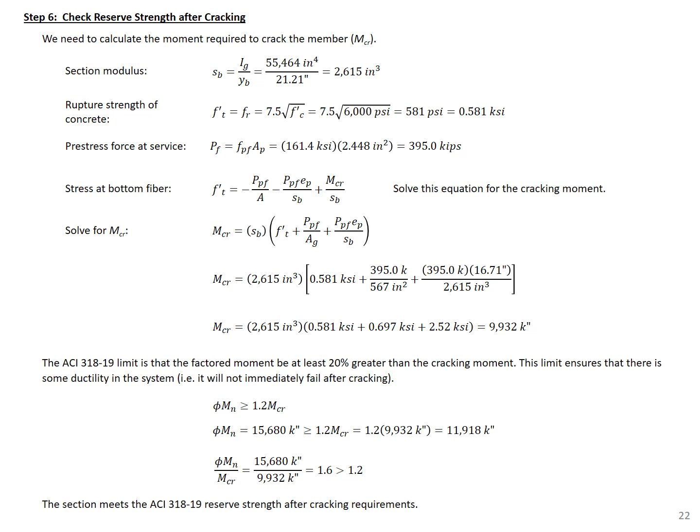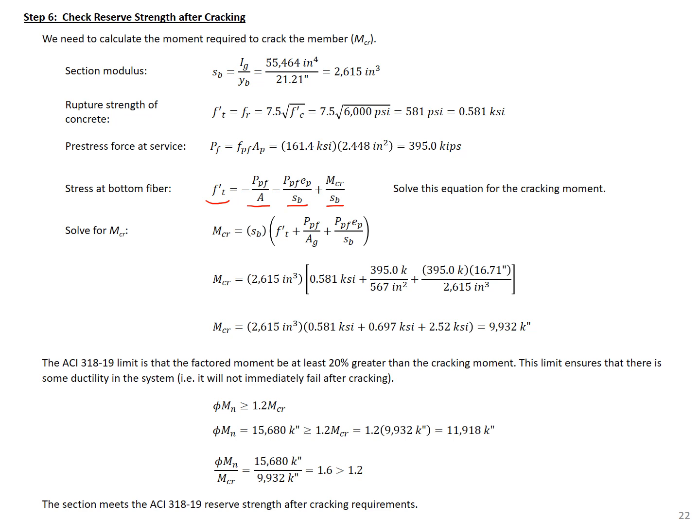We next need to check our reserve strength after cracking. ACI requires that our factored moment be at least 20% greater than the cracking moment. So we need to calculate our cracking moment. We can calculate the cracking moment by setting our stress in the bottom fiber equal to the tensile strength of our concrete, and then using force in the tendon to look at our different components.